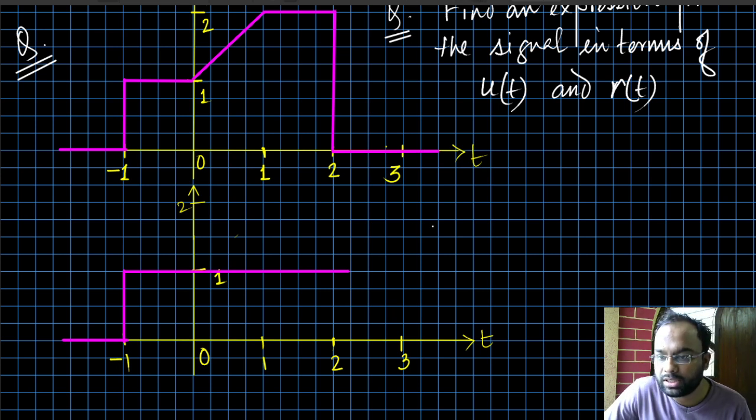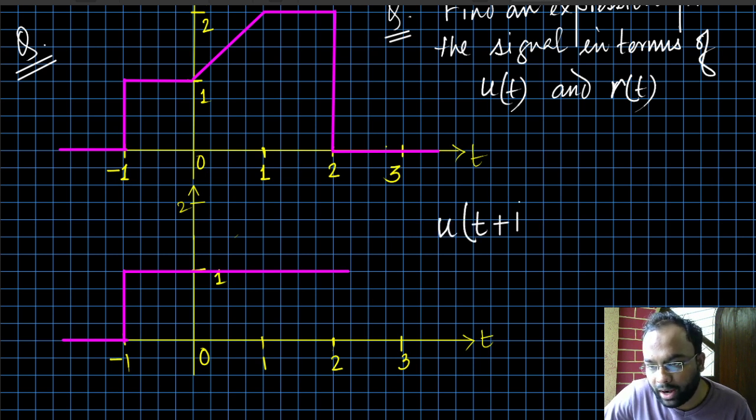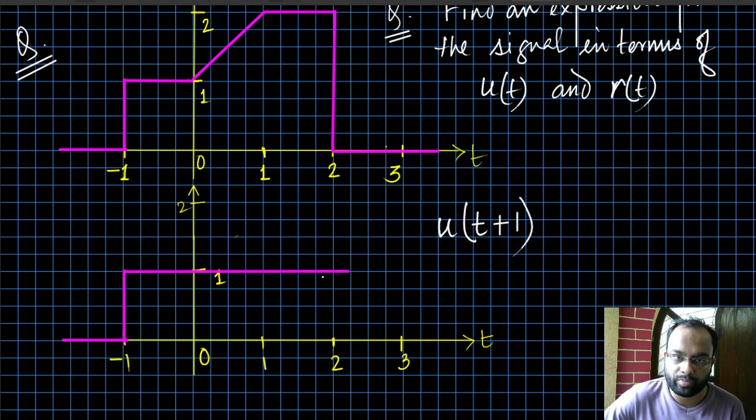So this is u(t plus 1). That's an advanced u(t), so u(t) with a left shift of 1 second. So that's u(t plus 1), right?